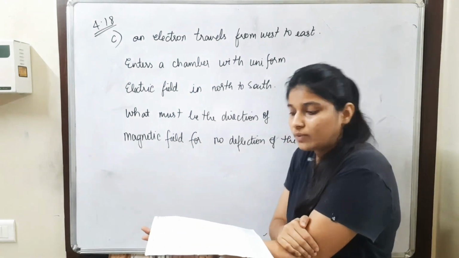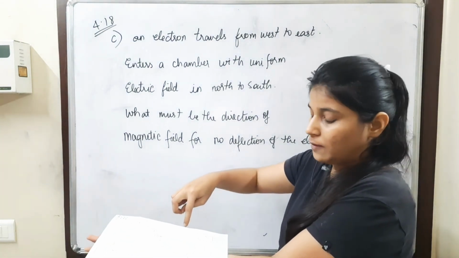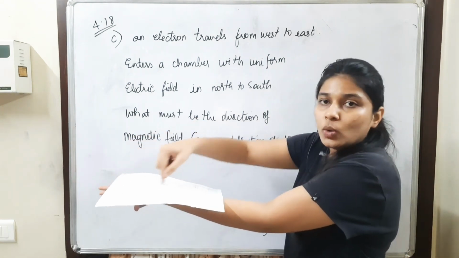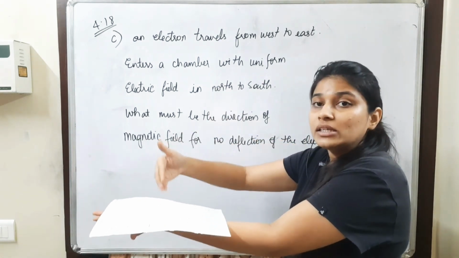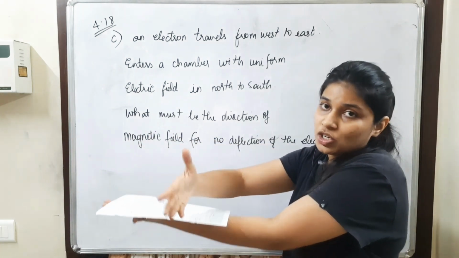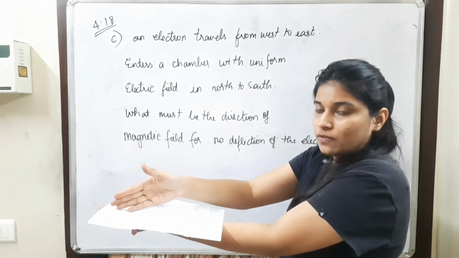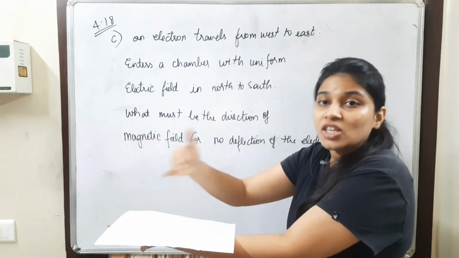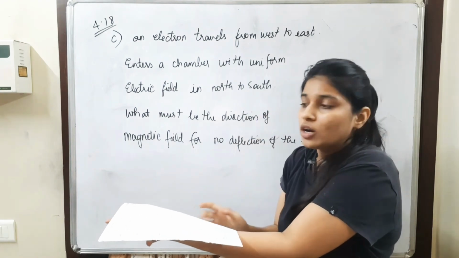Now we know very well an electron always travels towards the positive potential of the electric field. So if the electric field is from north to south, the electron will be deflected towards the north direction. To cancel this deflection, the magnetic field should deflect this electron along the south direction. So the electron is being deflected by the electric field towards the north, and to cancel that, we need the magnetic field to deflect it along the south direction.